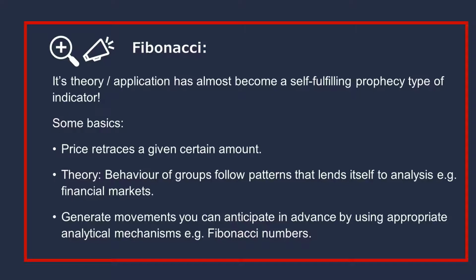So I promised I would look at Fibonacci. Its theory and application has become almost a self-fulfilling prophecy. It's very popular in technical analysis now and in algorithmic trading. And the basics: prices retrace to a given certain amount, and the theory behind it is that the behavior of groups follows patterns that lend themselves to analysis, for example the financial markets, and it generates movements that you can anticipate in advance by using appropriate analytical mechanisms, e.g. these Fibonacci numbers that are self-populated on your charts, and we saw in a previous example.